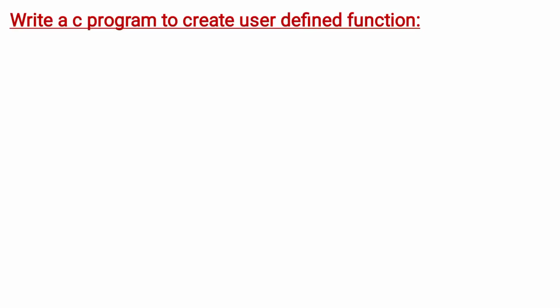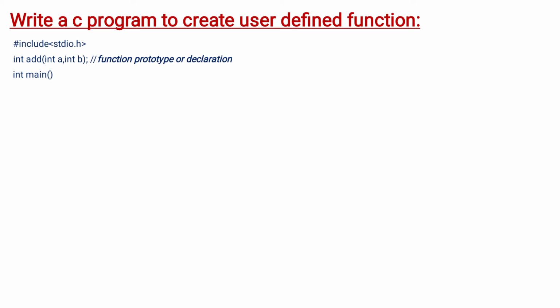Next, we are going to write a C language program to create a user defined function. Let us write now. #include <stdio.h>. After that, the function prototype or the function declaration should be written: int add. Within the parenthesis, I am passing the arguments int a, int b. So int a, int b are the parameters or the arguments which are passed to our user defined function add, and int is the return type.